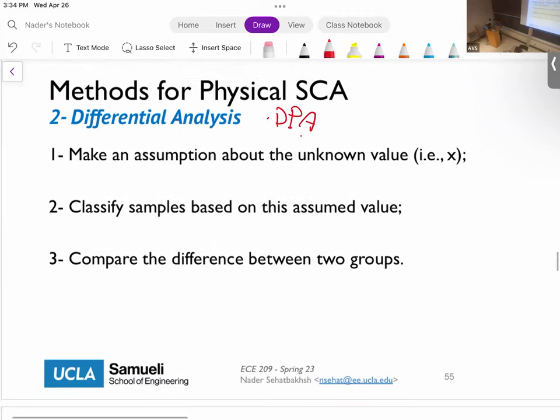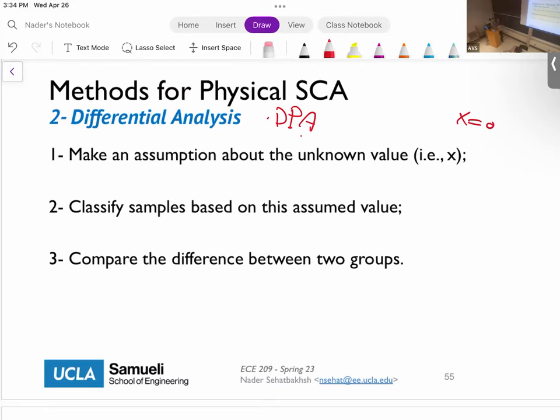Okay. So here's how differential analysis works. Differential analysis starts with an assumption about the unknown value. Remember, we wanted to know what x is, right? So we're going to make some assumption. For example, if x is a binary value, we're going to say x is equal to 0.